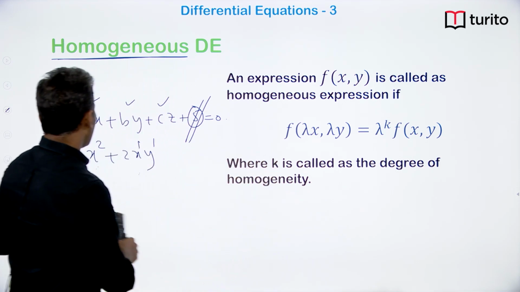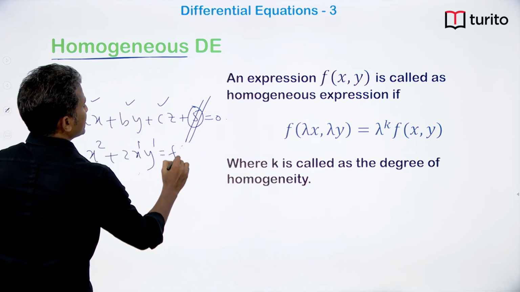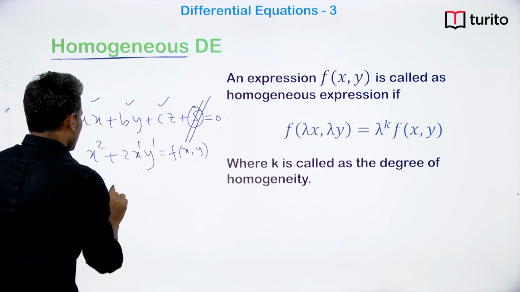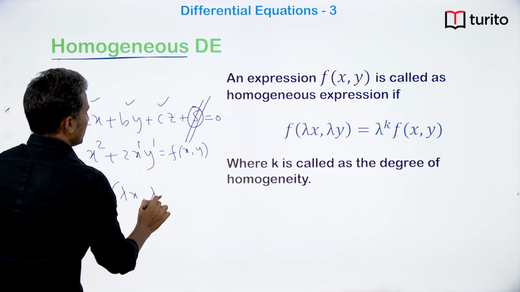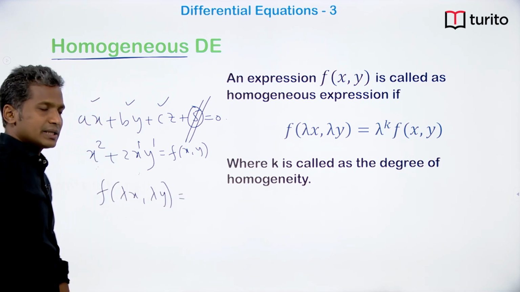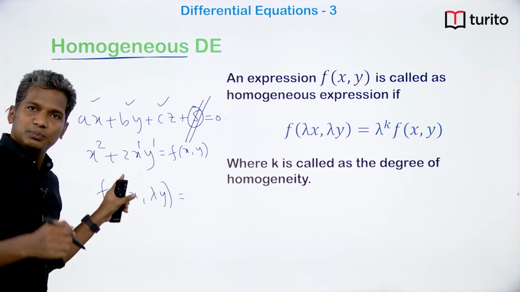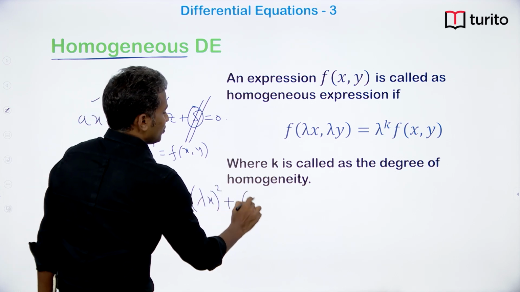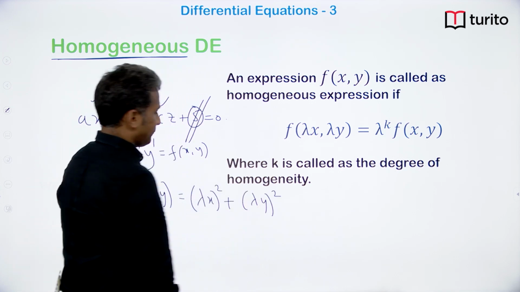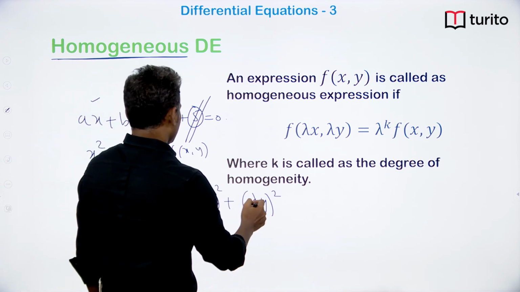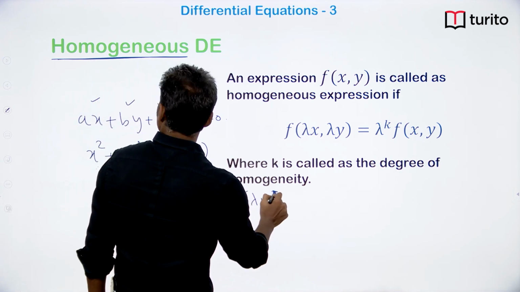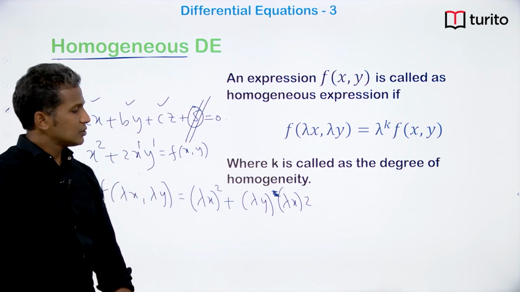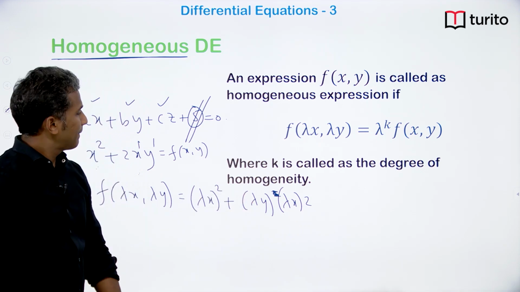For example, let us say I take this expression as f of x comma y, then f of lambda x comma lambda y, we can write this as, see, in place of x I am putting lambda x, so lambda x whole square plus lambda y whole square. And this is lambda y into lambda x into 2, right, it is the 2xy term. So, 2 into lambda x into lambda y.